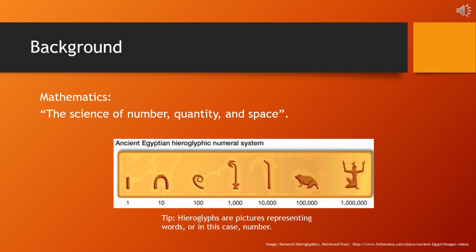Each of these mathematical processes was based around the numerical system developed around 2000 BC. This system was numerical hieroglyphs. As seen in this image, each of the pictures represents a number group. The single stroke represents 1, the heel bone represents 10, and so on.